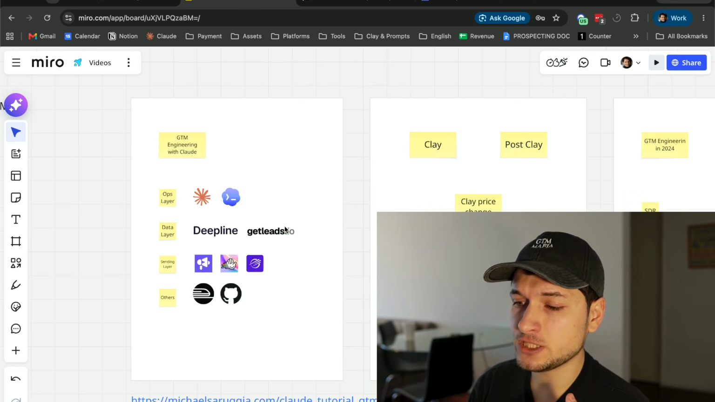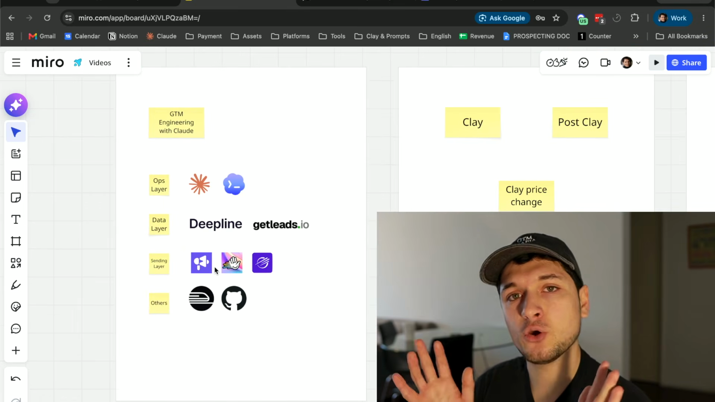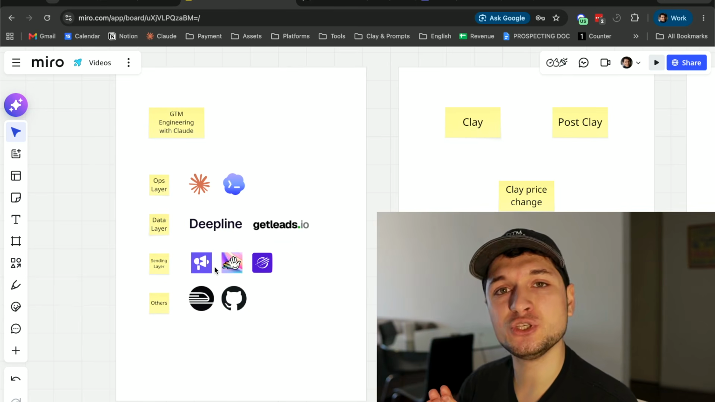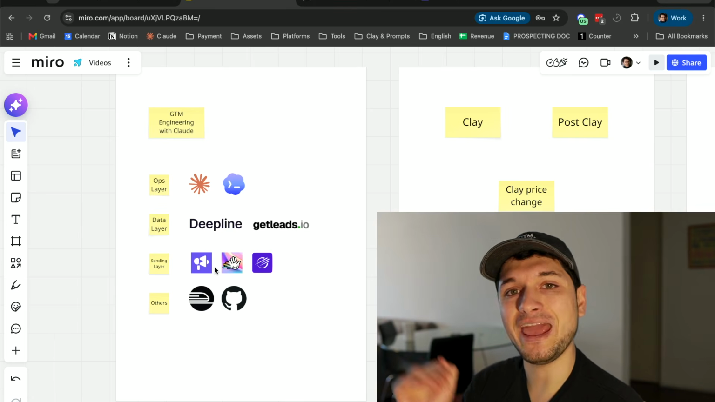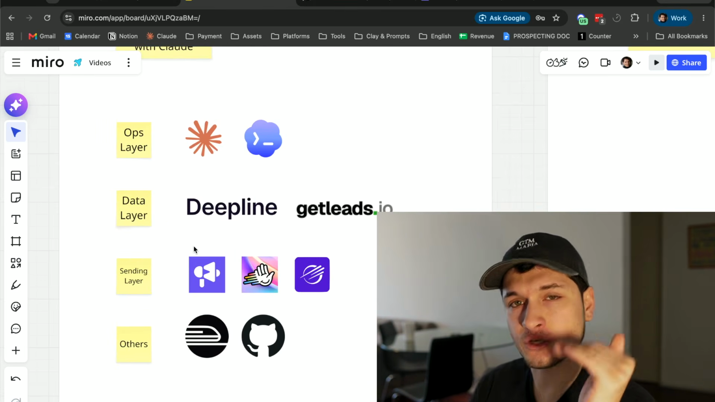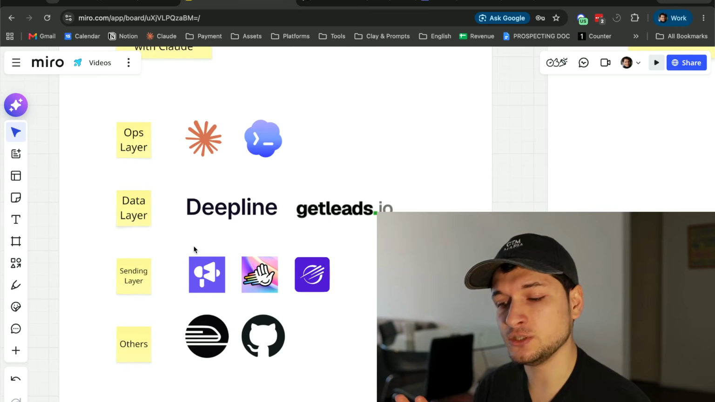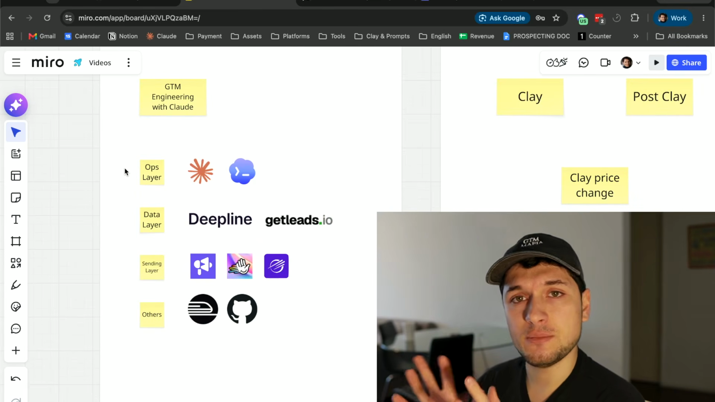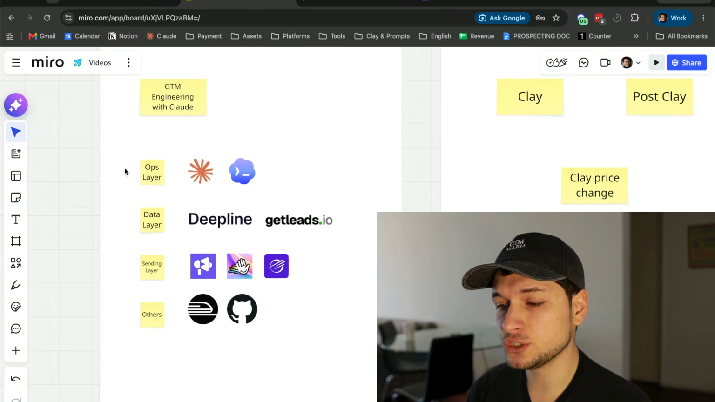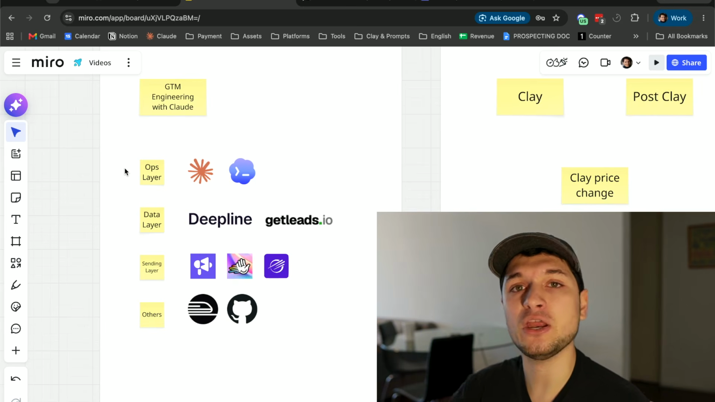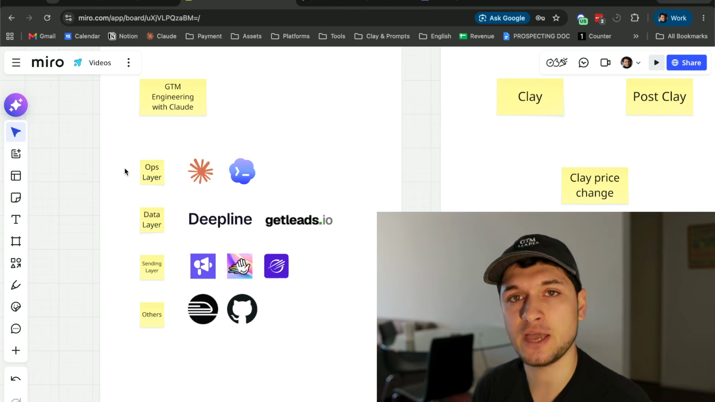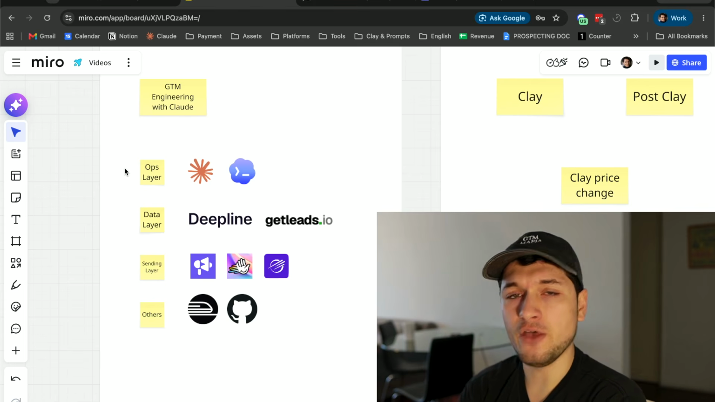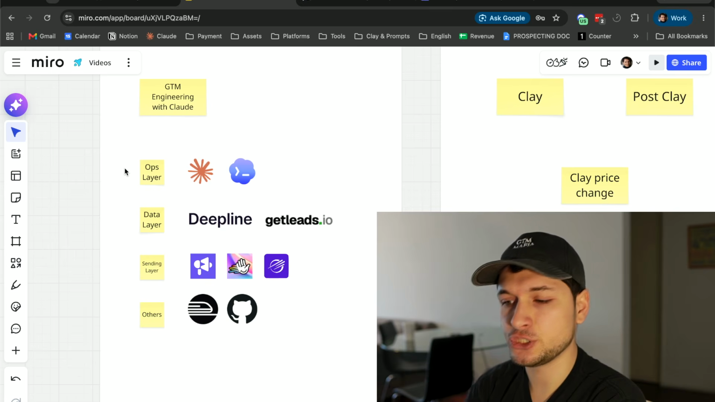So first of all, let's try to understand it on a theoretical, conceptual level, and think about GTM engineering divided into processes or layers. You have an operational layer, you have a data layer, you have a sending layer, and you have other things. The operational layer, the ex-Clay, is basically Claude and Codex. These are the operators that move all the other pieces of the tech stack. You need Claude or you need Codex, and I think the $100 per month version is enough.